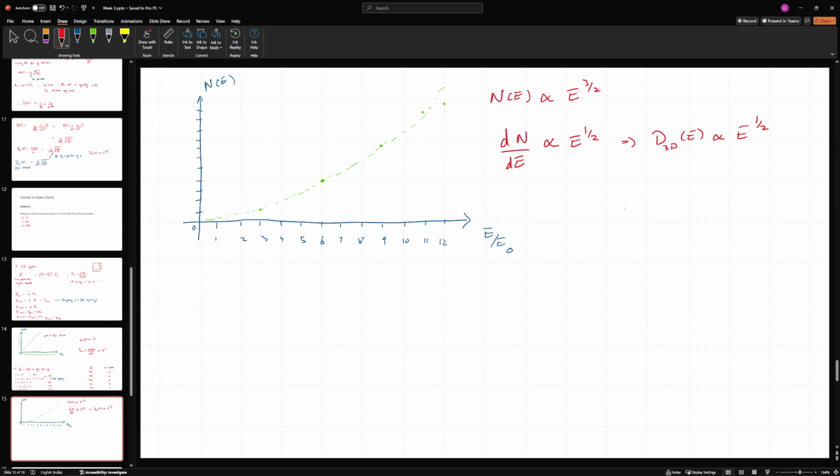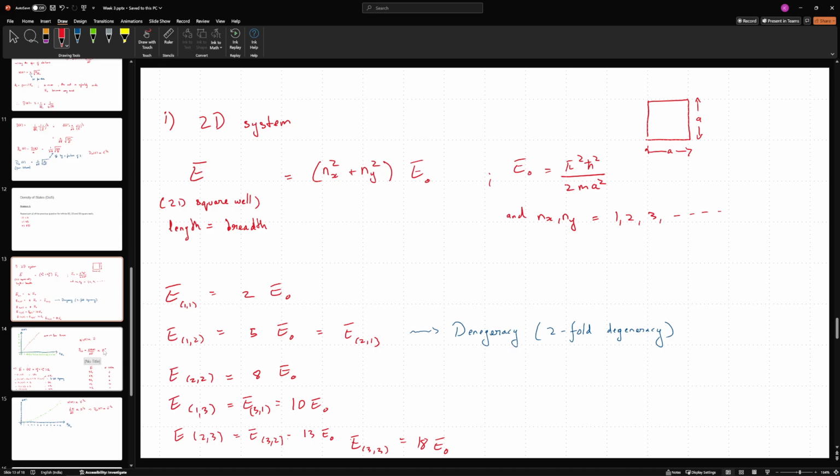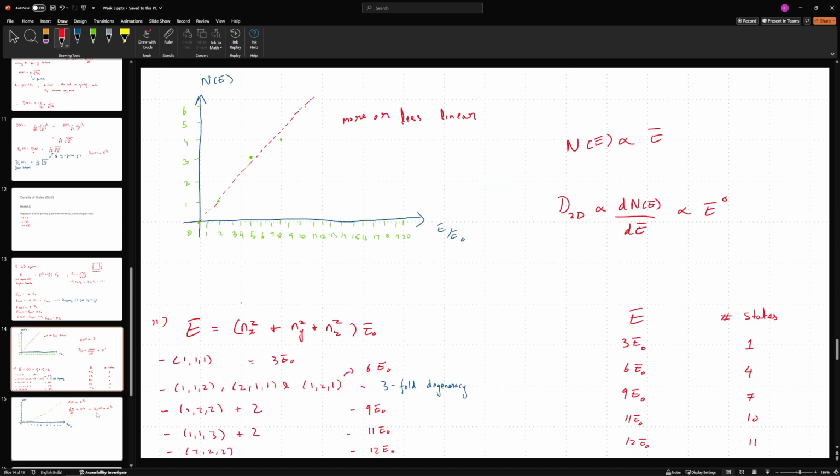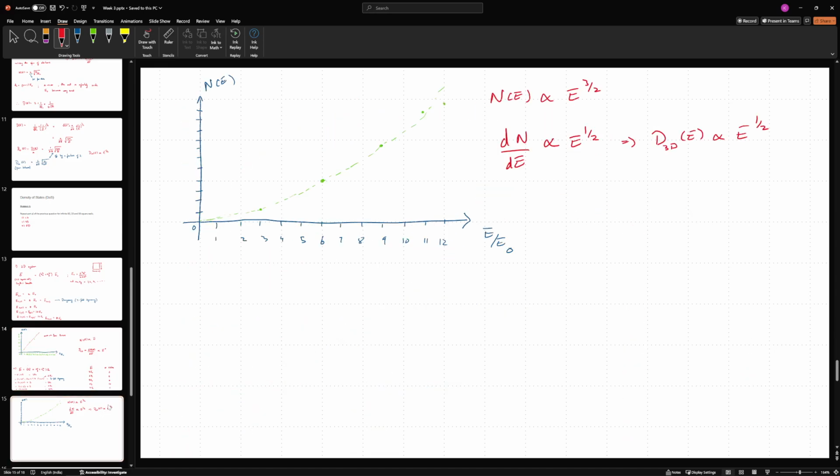So now we know, at least without using too much mathematics, by just plotting graphs, we were able to say that D1D of E is E to the power minus half, D2D of E is independent of E, E to the power 0, and D3D of E is square root of E.